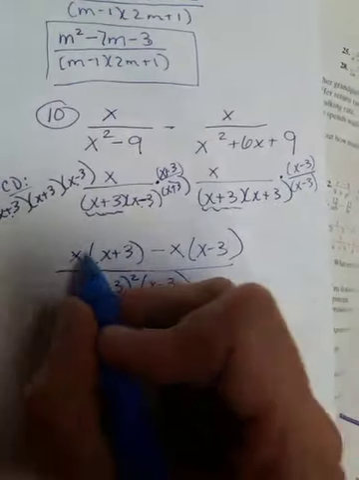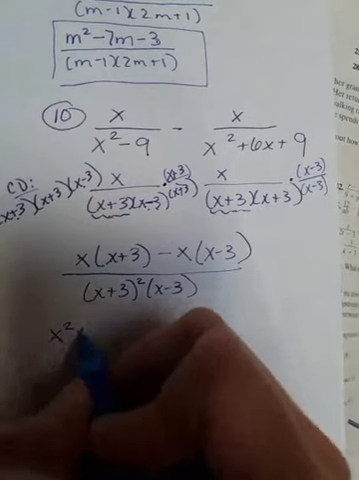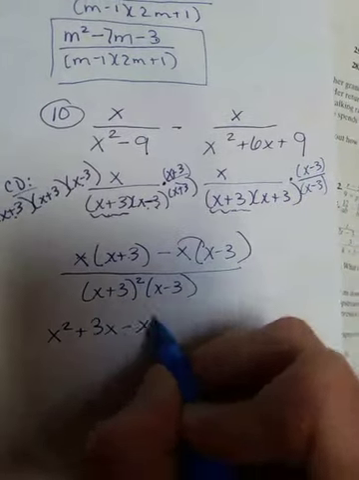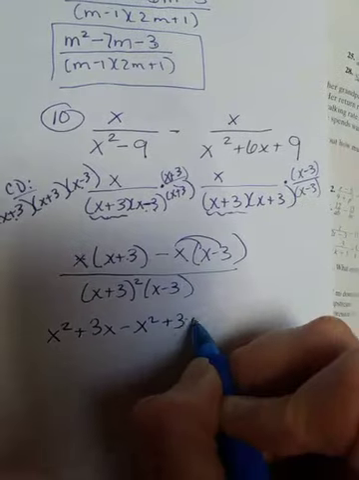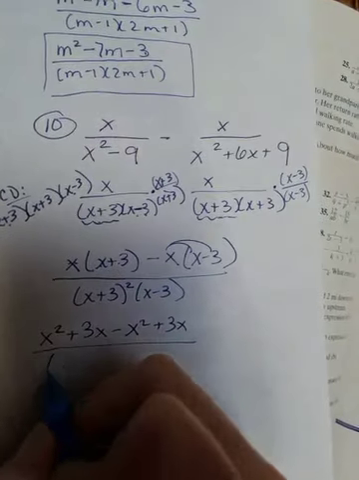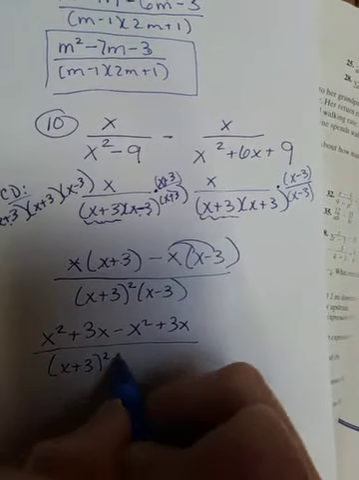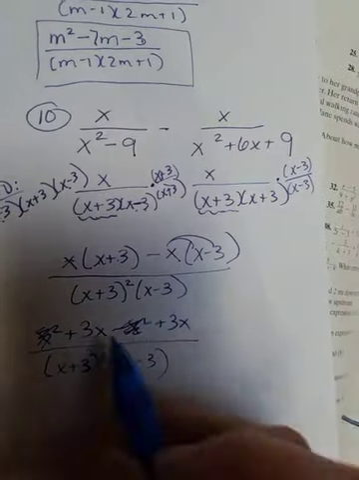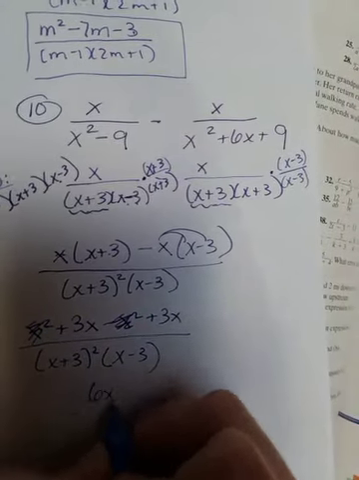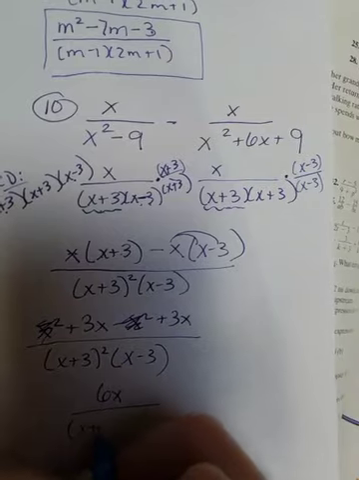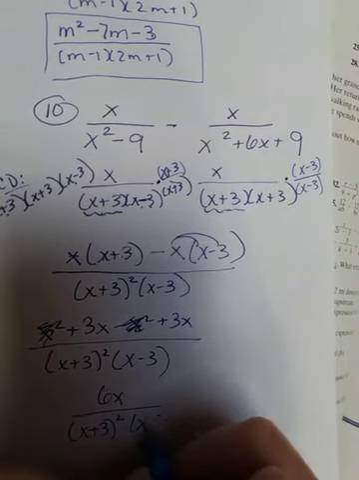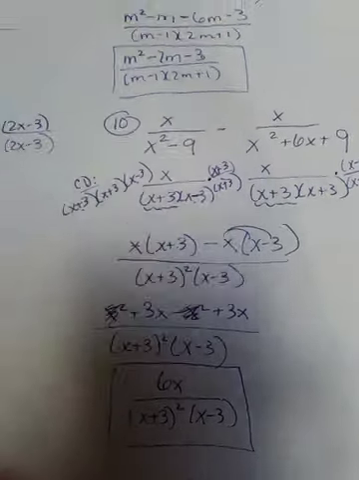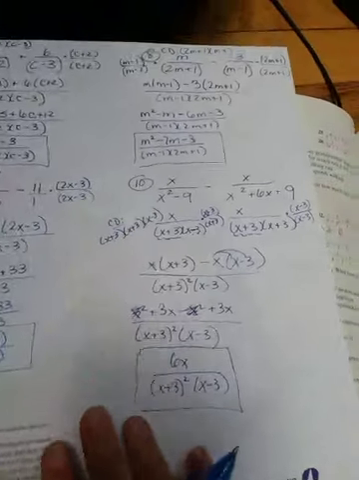All right, so now we distribute. X times x is x squared plus 3x, and then we have minus x squared plus 3x all over quantity x plus 3 squared, x minus 3. Hey, the squareds cancel. 3x plus 3x is 6x over x plus 3 quantity squared, x minus 3. Nothing cancels. You're done. Sorry about the shadow.